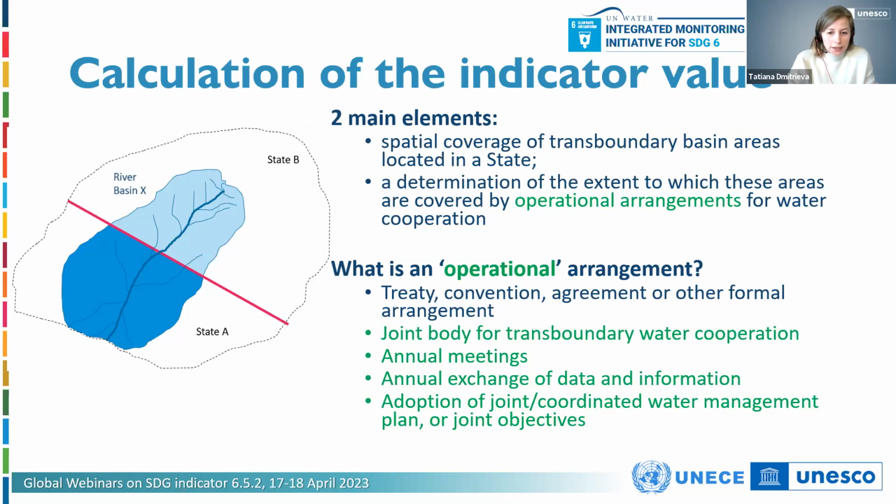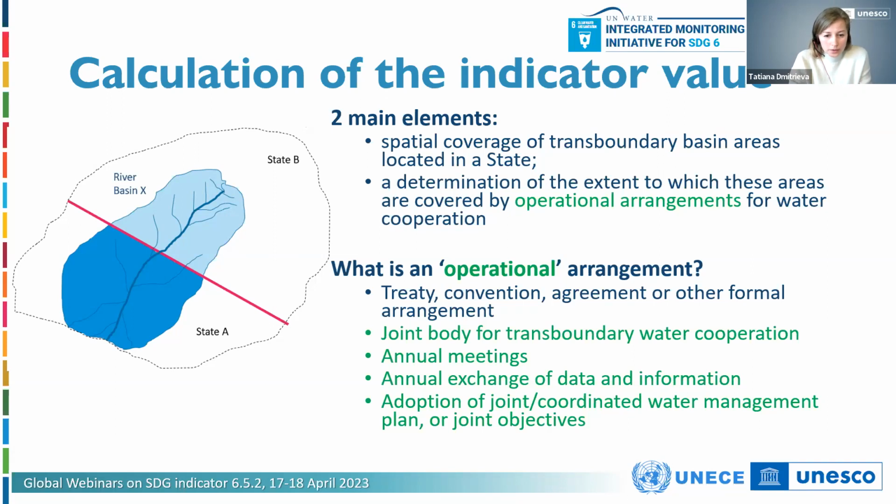An operational arrangement should meet 4 criteria that are presented in green color on the slide. The first one is the presence of a joint body or a mechanism, for example, a river basin organization for transboundary water cooperation. The second one is annual meetings of countries, of river basin organizations or other mechanisms to discuss the cooperation at least once per year.